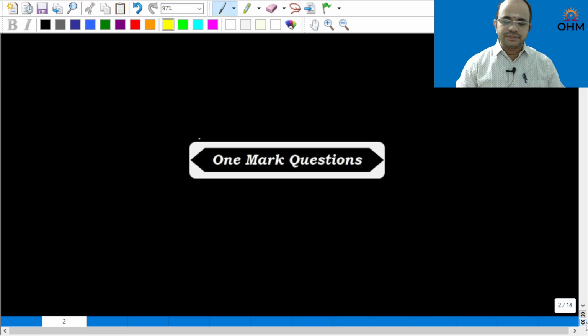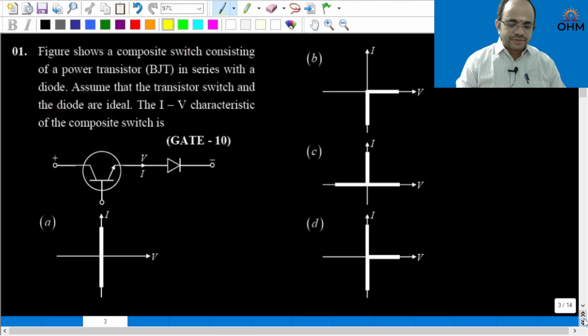First, I would like to discuss 1 mark questions given from these PYQs. Now the first question is, the figure shows a composite switch consisting of a power transistor, that is BJT, in series with a diode. Assume that the transistor switch and the diode are ideal. So what are the IV characteristics of this composite switch? Of course it is not mentioned, it is basically steady state conditions.